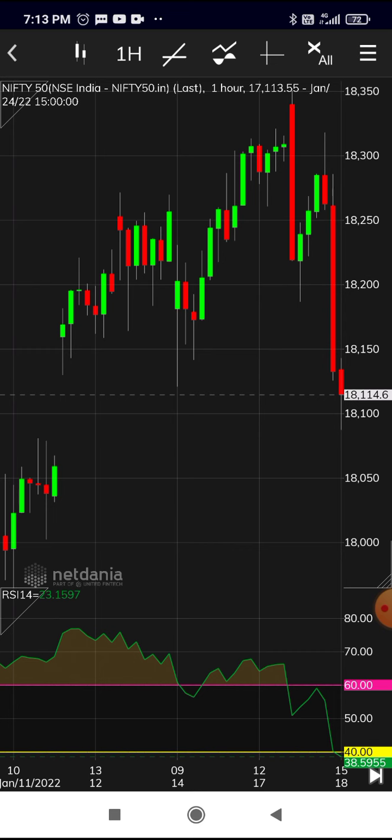Now you can see that the RSI has gone below 40. The rule is that if the RSI goes below 40, then there is very high chance of the scrip or index falling down. So please note this rule in your mind and note it down and keep it somewhere, and apply this wherever possible. This is one of the factors.